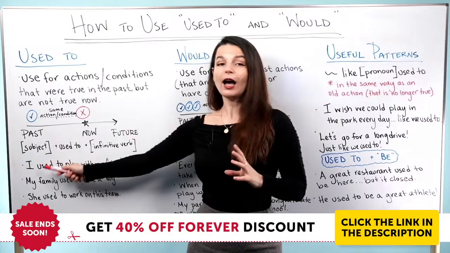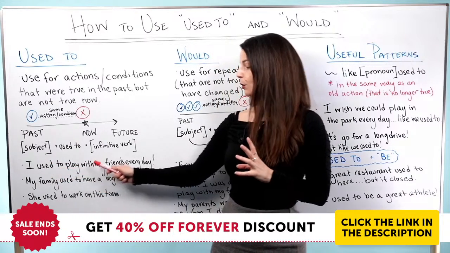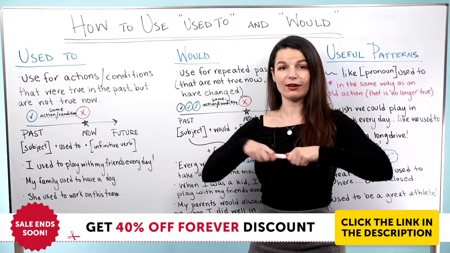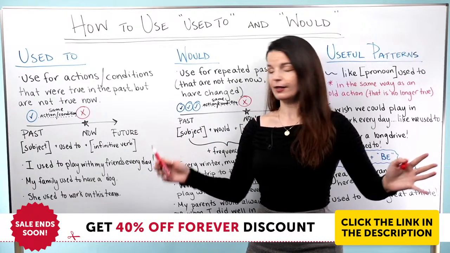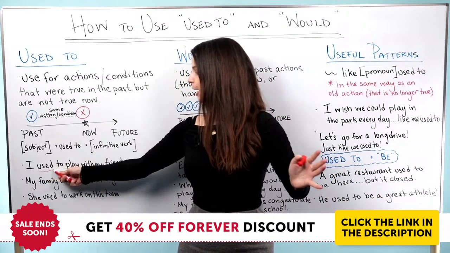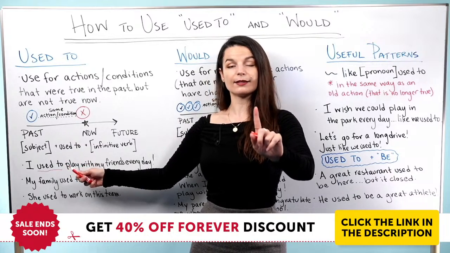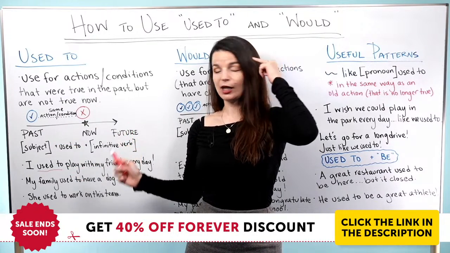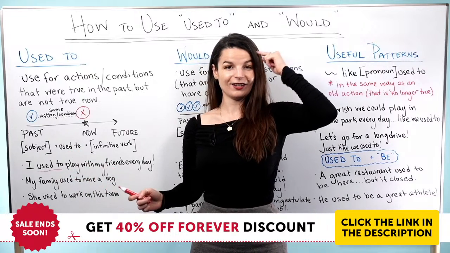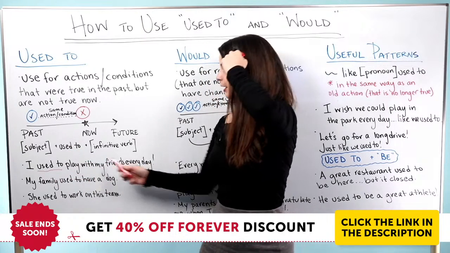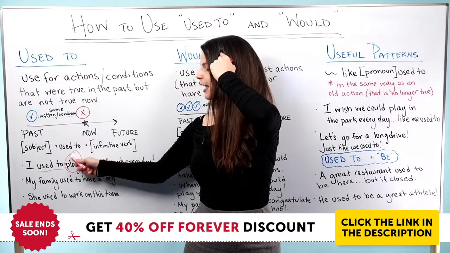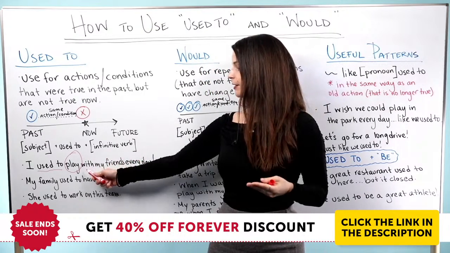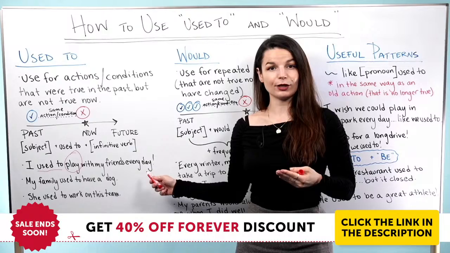First one, I used to play with my friends every day. What's happening in this sentence? We have used to. I used to. This tells us something was true in the past and not true now. When we hear used to, we are ready for this change, right? Here is my verb. I used to play. This is my infinitive verb. I used to play, in this case, with my friends every day.